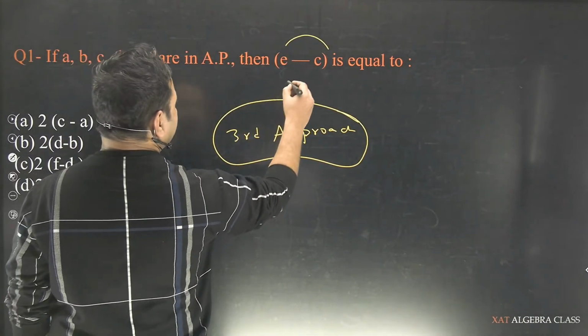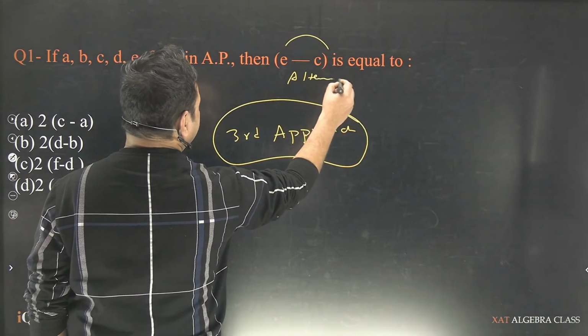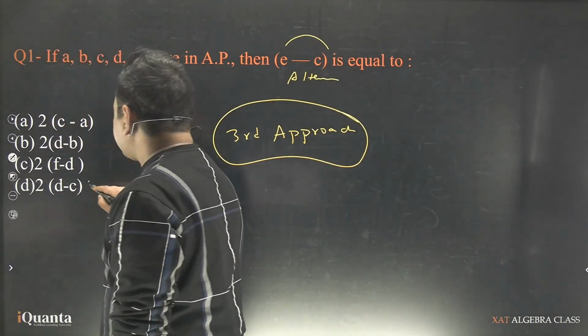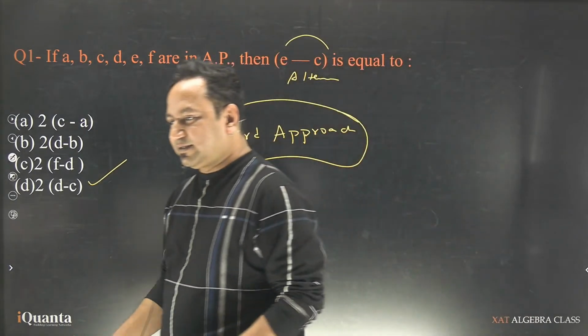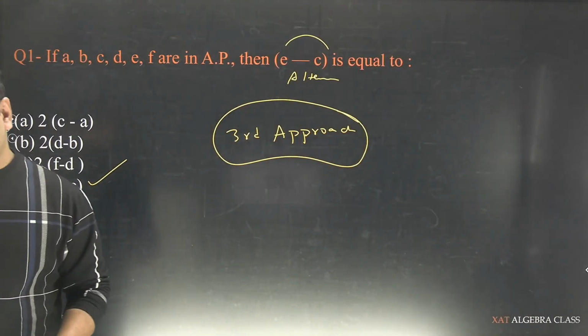E and C are alternate terms. We need double of consecutive terms. That is only in option D. We just mark it within 5 seconds and get the answer. So this is the third approach.